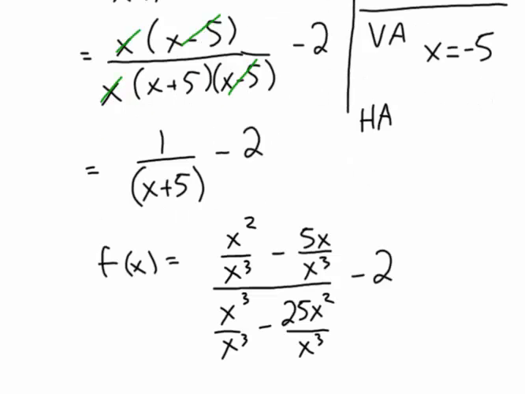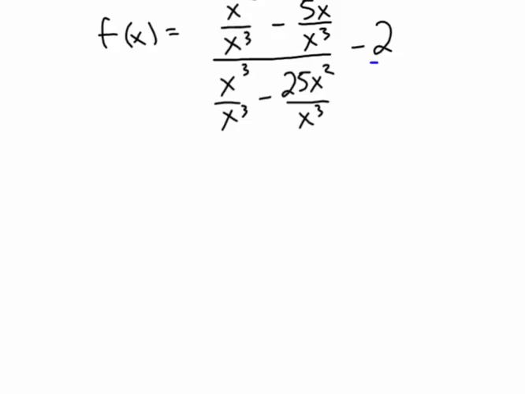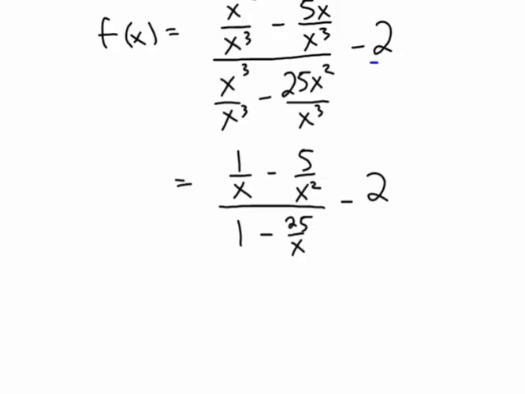And for the horizontal asymptote, we divide everything in the original function, and we just have to do this in the rational piece. We don't have to do this to that number 2 outside here. We just have to divide everything in the rational function by x cubed, and then we can simplify this down, and this will allow us to find the horizontal asymptote. So we'll be left with 1 over x minus 5 over x squared over 1 minus 25 over x. Don't forget about that constant value, minus 2.